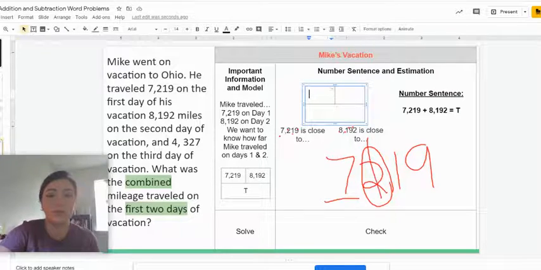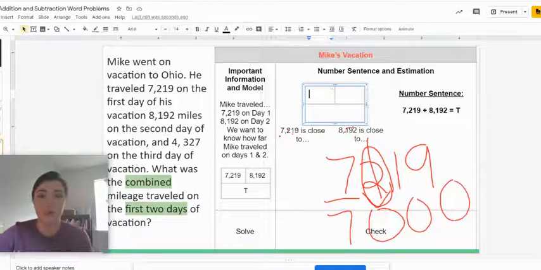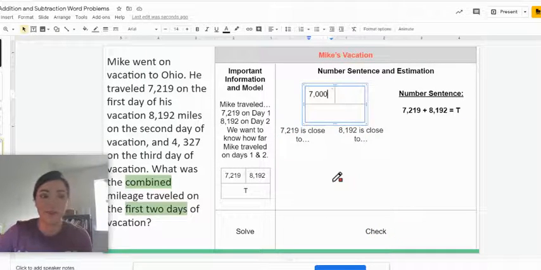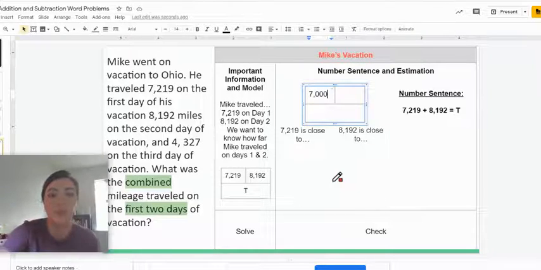2 is going to round down, which tells us that the 7 stays the same and everything else turns into a 0. So we need to write that in our box up here. I have 7,000. I'm going to do the same thing with my 8,192.